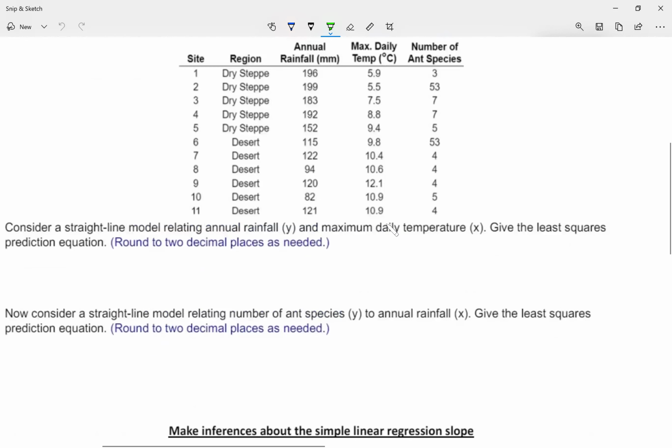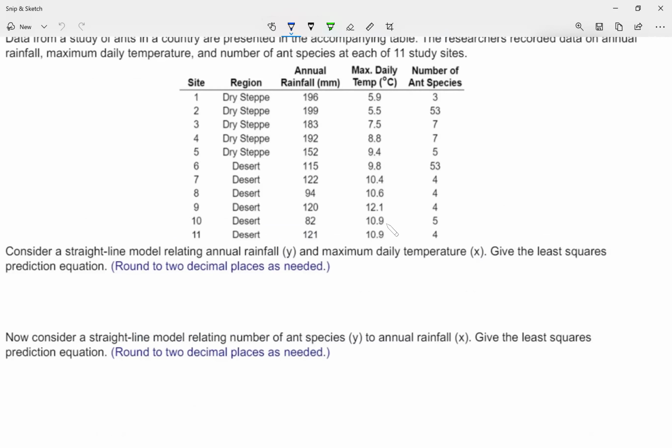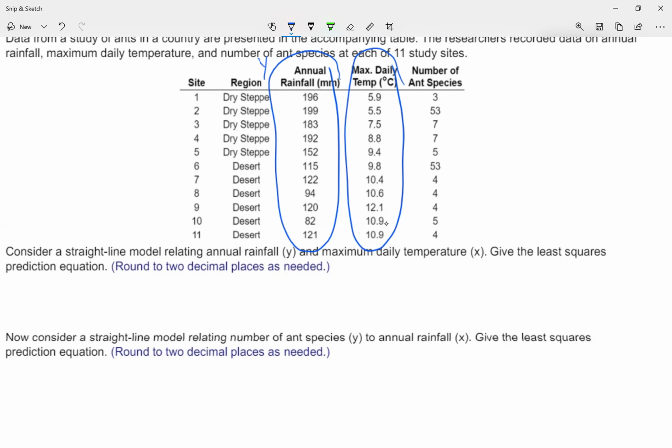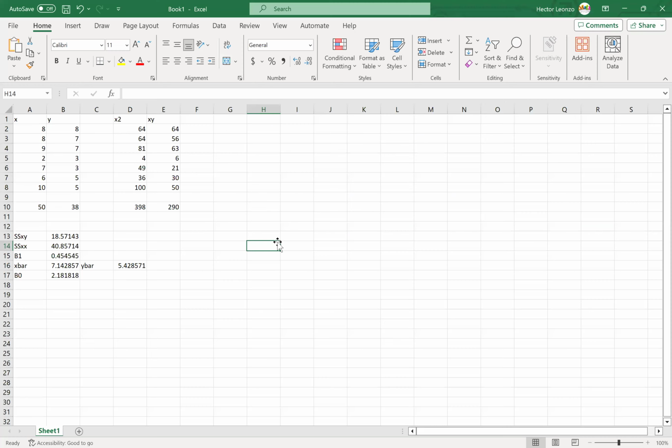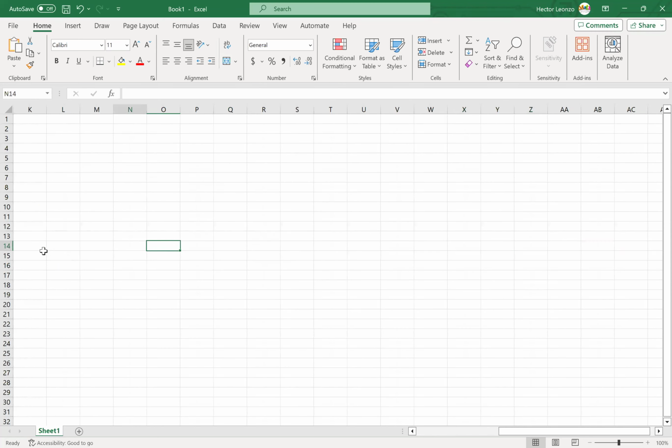So I want you to look at this information, and you're going to look for your y value, which is your rainfall. So these are your y values. And your x value is going to be the temperature. So this is the data we're going to use. The temperature is going to be my x value. Okay, let me open Excel. We can do all of this by hand to find the equation of the line. However, I want you to be able to use technology. So let me erase this and move over to the side.